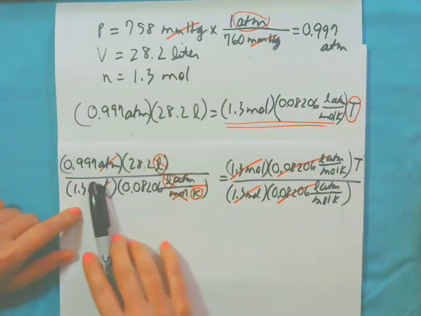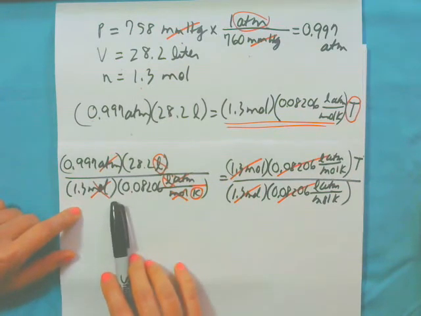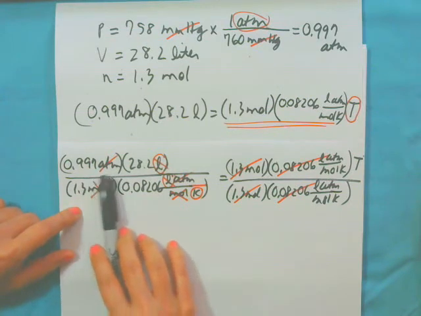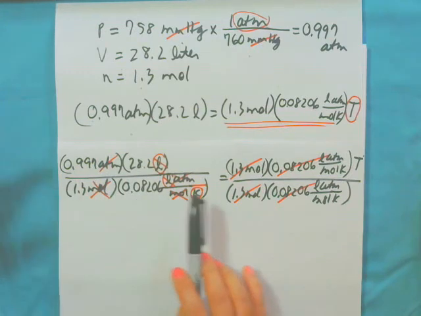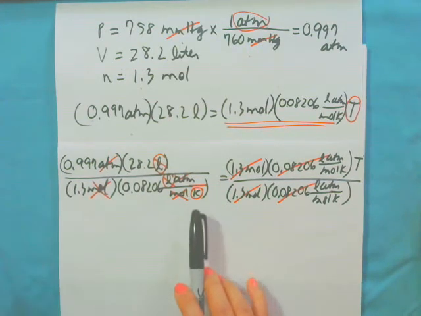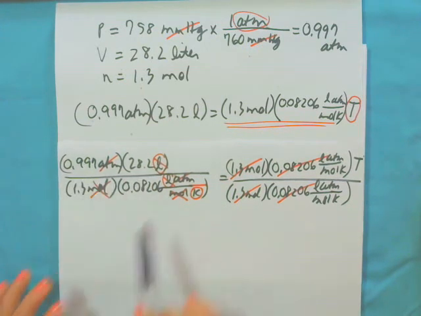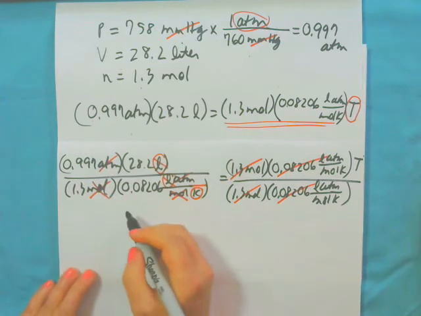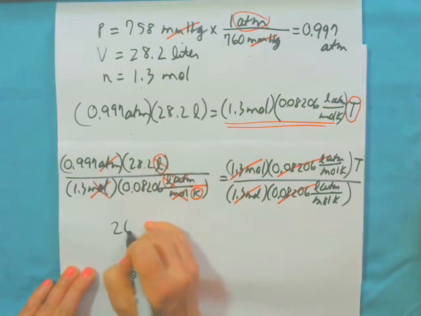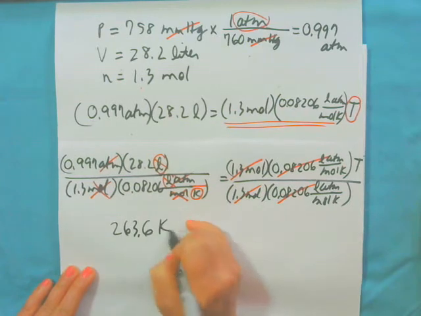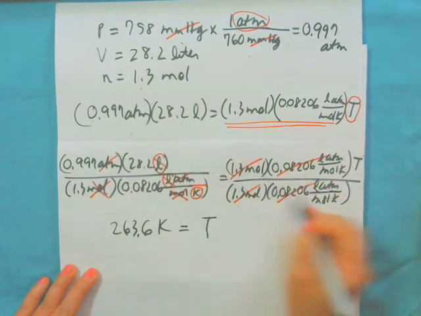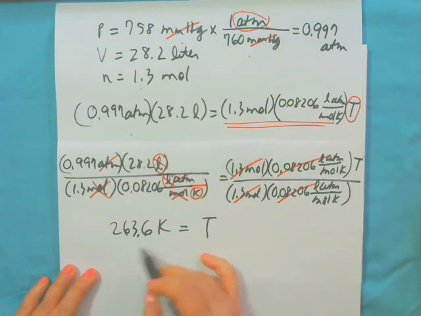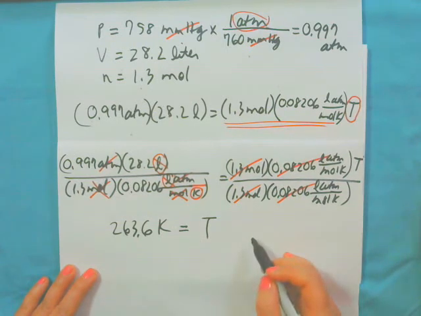But I'm going to give you what the final number is going to be, and I'm going to suggest that you make sure that you get the same number when you plug it into your own calculator so you don't make a little math error and end up with the wrong number. So I'm going to go ahead and crunch those numbers through, and you will see that I get 263.6 Kelvin. And then I'm going to say, all of that cancels out except for the T, so T is equal to 263.6 Kelvin.